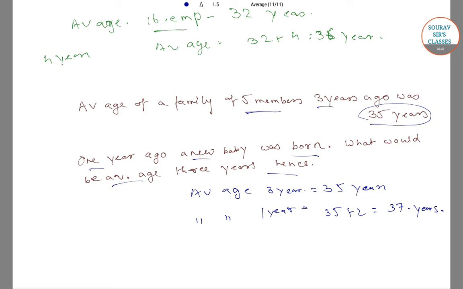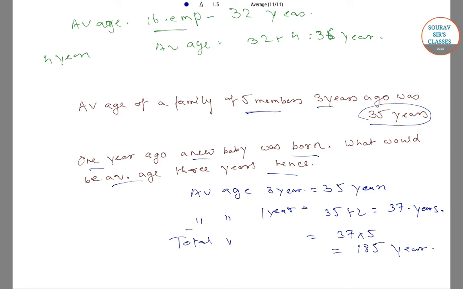So the total age of all the family members would be 37 into 5, which is equal to 185 years.